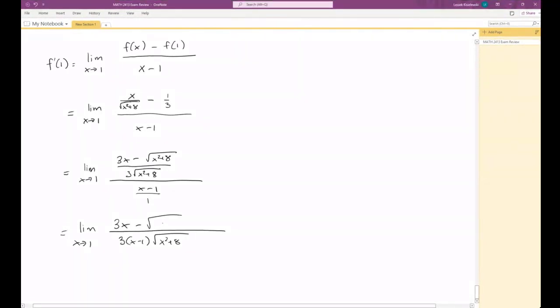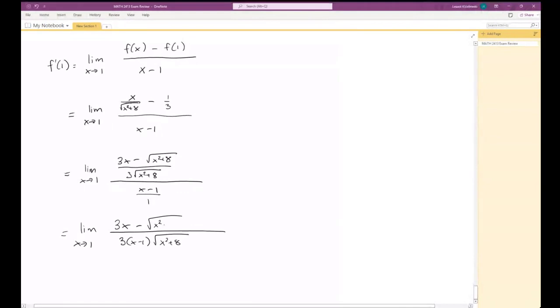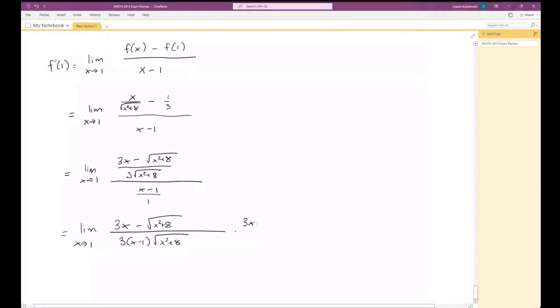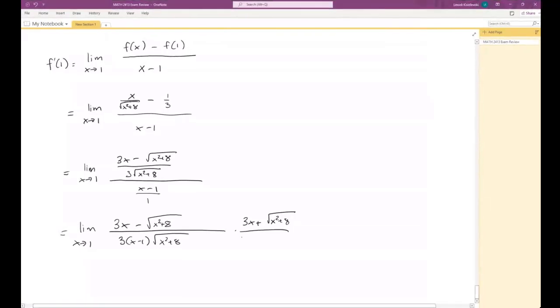Did I miss something or no? Is that good? I think you have to use the conjugate after this. Yeah, I'm just checking my work, arithmetic, algebra. Okay, so now I multiply by the conjugate, right? So we're going to multiply the top and bottom by the conjugate. That's to get rid of the square root.